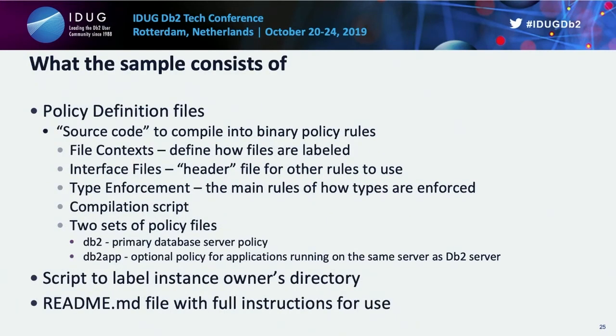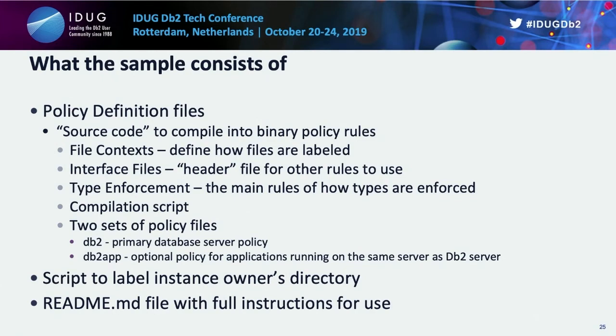So what do the samples consist of? If you went on GitHub and took a look, what's there? It's source code, so you can go and look at what the rules are and change them if you need to. There are a few different things. There are file contexts, which define by default how files get labeled. There are interface files, which are sort of like header files that other SELinux policies can make use of and that you could build on top of. And the primary one is a type enforcement file, and that has all of the allow rules, that Db2 is allowed to do this, allowed to do that, built in.